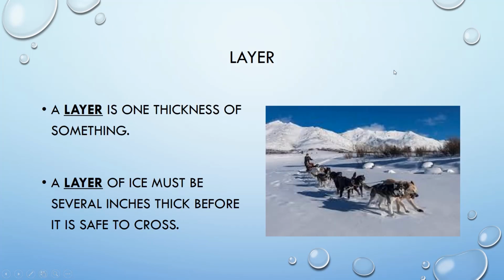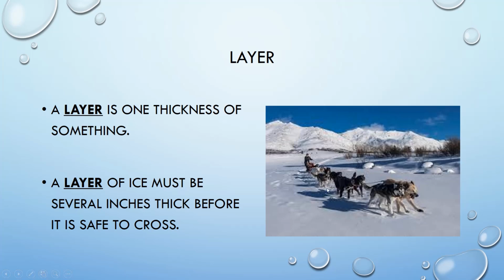Next word is layer. What word? Good, layer. A layer is one thickness of something. A layer of ice must be several inches thick before it is safe to cross. So the only reason that these dogs can go over the ice is because the ice is at least a few inches thick. It's not very thin. It's got to be a very thick layer of ice because it has to hold their weight.